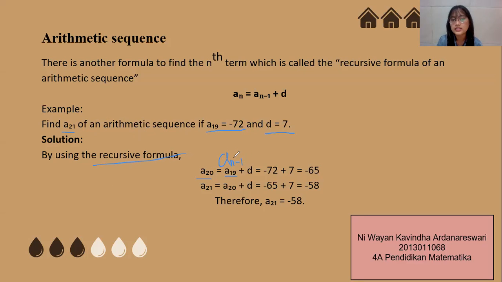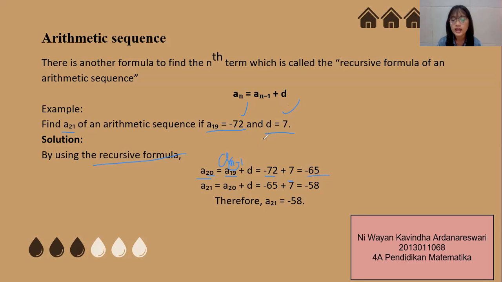So n, the term that we search, is 20. 20 minus 1 is 19. So a sub 19 plus d, where a sub 19 is negative 72 as known, and d is 7, is equal to negative 65.